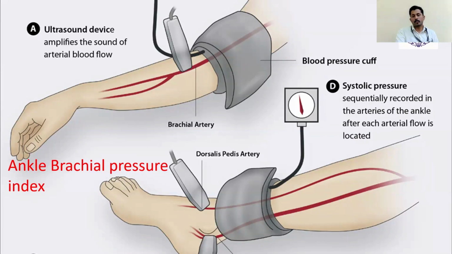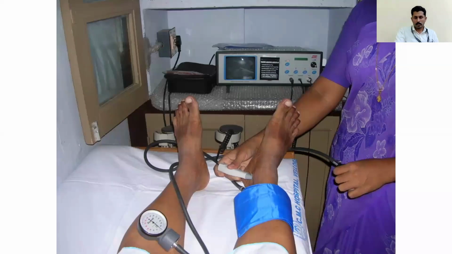Whereas brachial pressure will be measured in the radial artery or ulnar artery, in which we will be applying the tourniquet at the level of the brachial artery. Suppose we have to measure the right-sided lower limb ABPI, then the right-sided ankle pressure will be divided by the highest of the upper limb pressures. So this is the method for checking ABPI.